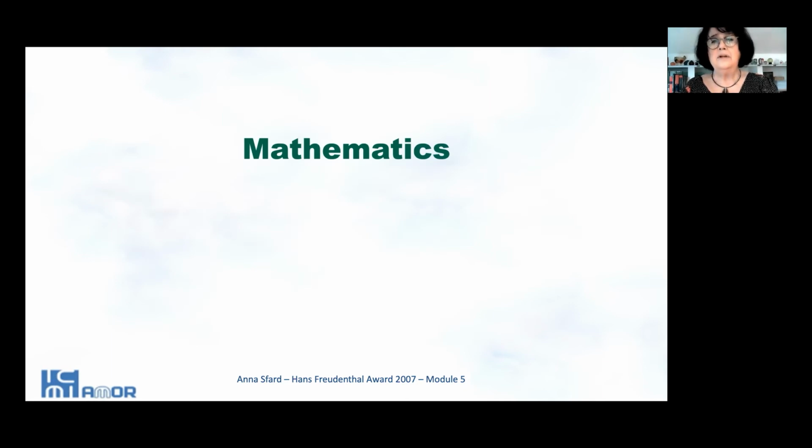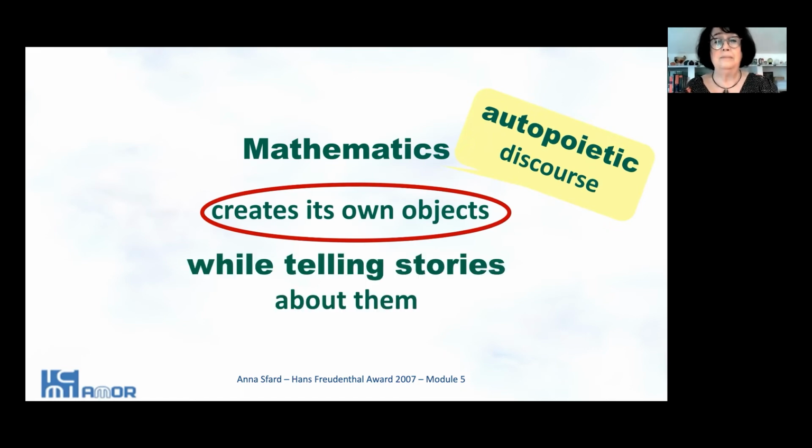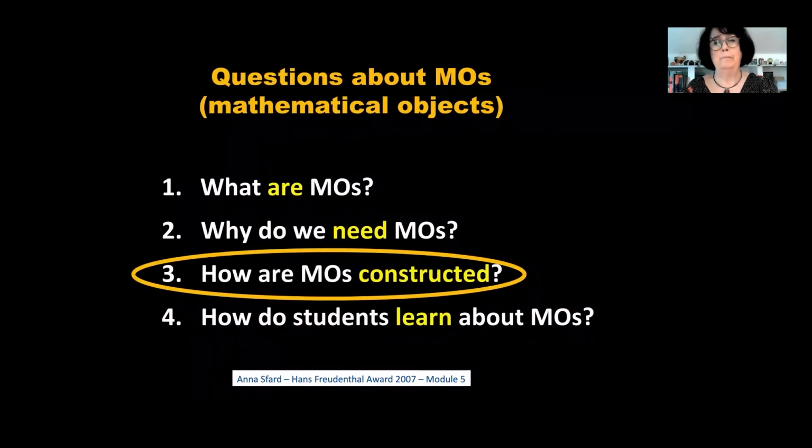The main thing we learn from here is that mathematics is an autopoietic discourse. That is, it is a discourse that creates its own objects while telling stories about them. It's interesting. We create these objects as we speak about them, as we go. And now to the last point.